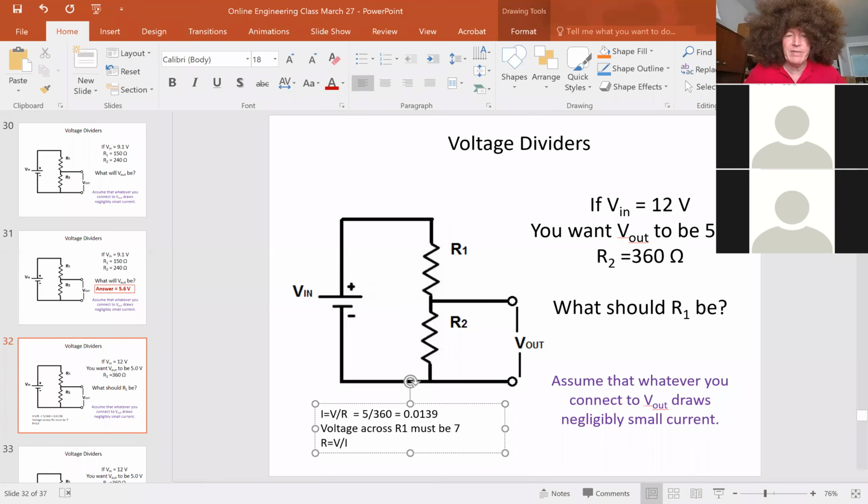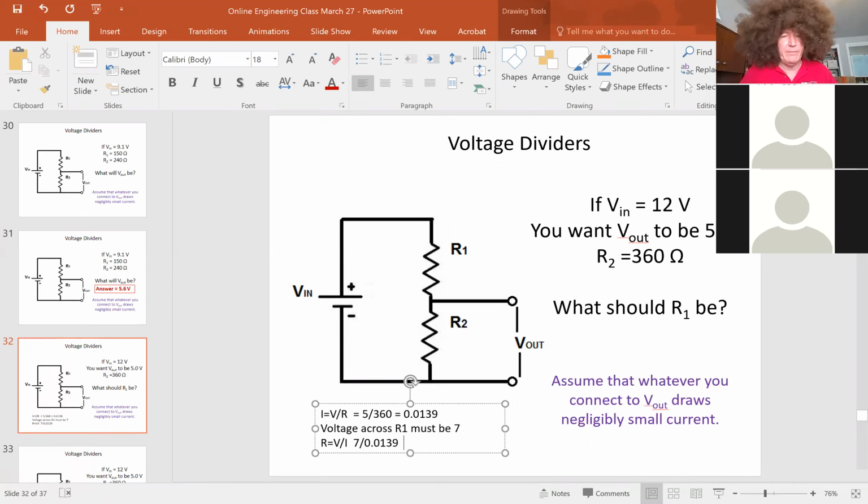Okay, so now I'm going to focus in on just R1. I want to know what R1 is. Now I've logically figured out that the voltage across R1 must be whatever 12 minus 5 is, so it's 7. So the voltage is 7, and the current that's flowing through R1 has to be the same as the current that flowed through R2. So that's 0.0139.